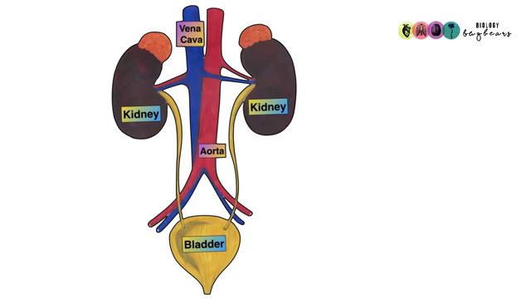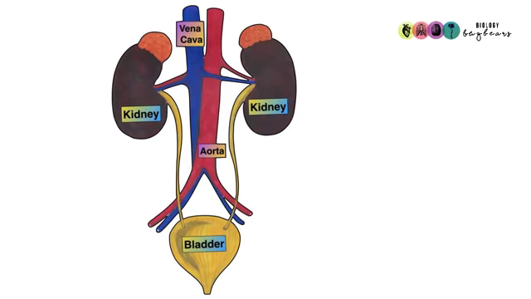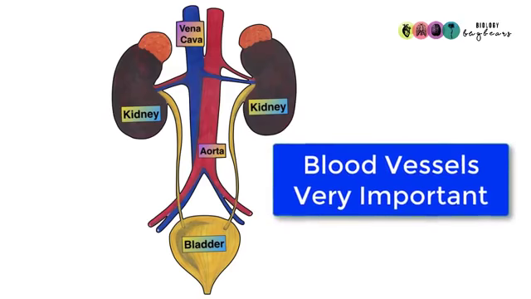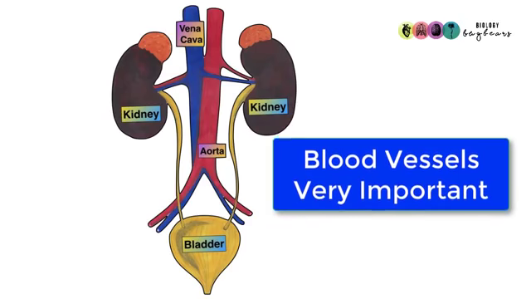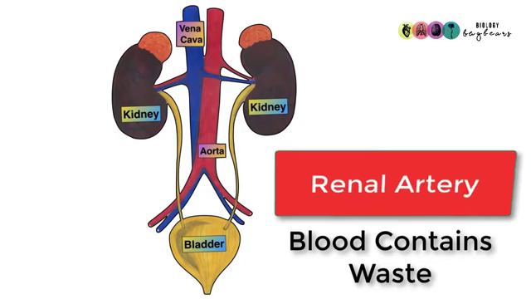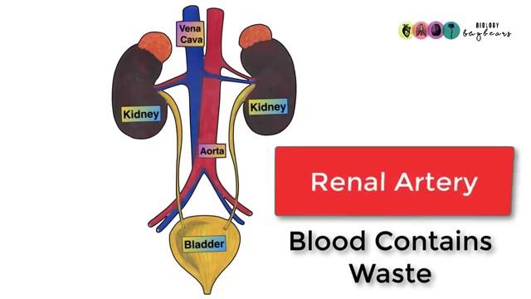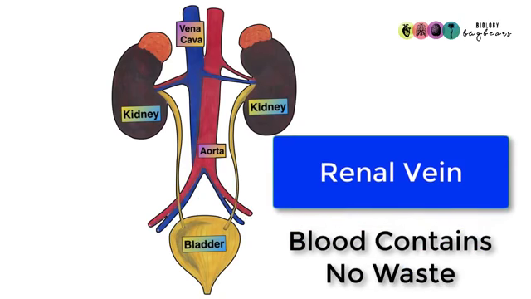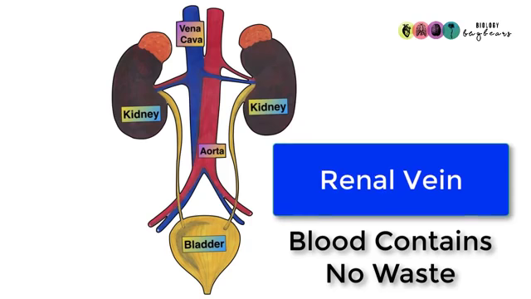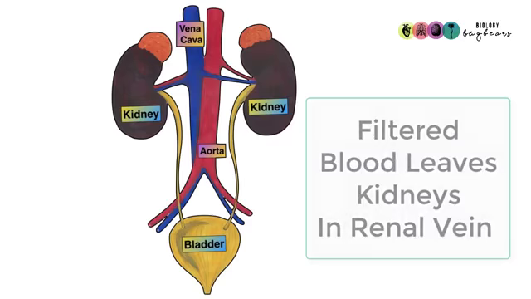At this stage, it's very important that you can label the urinary system and know the kidneys are located in the small of your back in the abdominal cavity. It's very important that you can label the blood vessels that are directly linking into the kidneys. For example, you have the aorta, and the branch of the aorta known as the renal artery brings blood rich in waste into both kidneys. Then you have the renal vein linking directly into the vena cava, bringing filtered blood, lacking in waste, out of the kidneys.